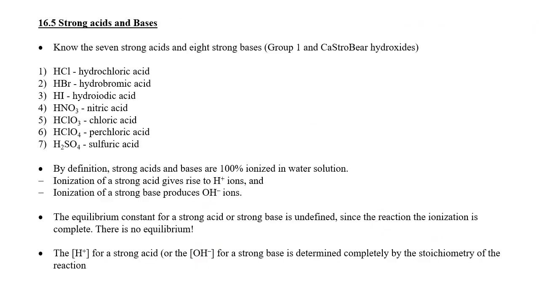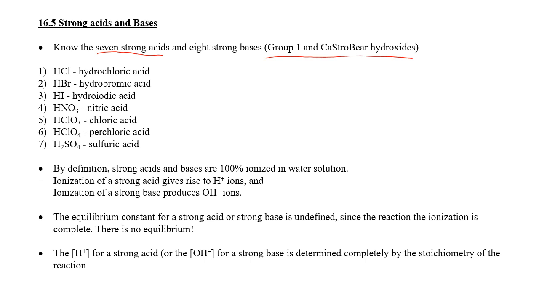Moving on to 16.5. 16.5 deals with strong acids and strong bases. You already know a lot about these. You know your 7 strong acids, and you know your strong bases. I think there's 8 of them. It's your group 1 and your heavier group 2 metal hydroxides. All right, know them. Make sure you review them. You're going to need to know them for this section.